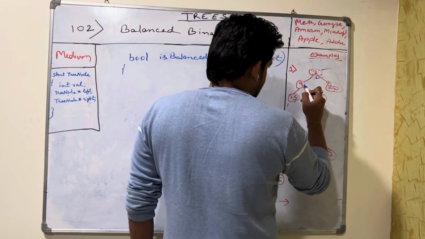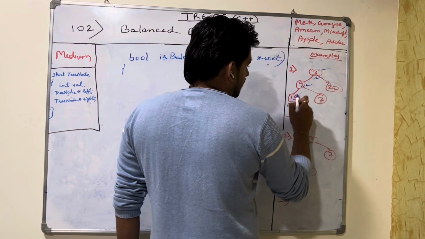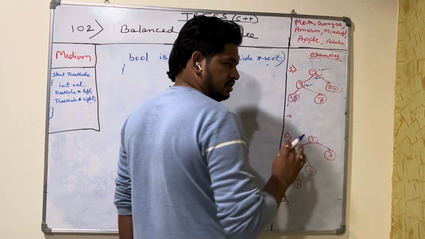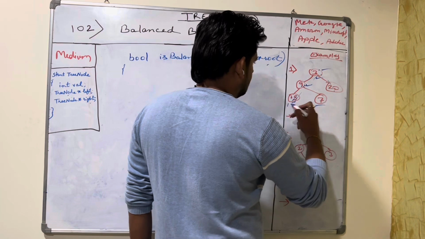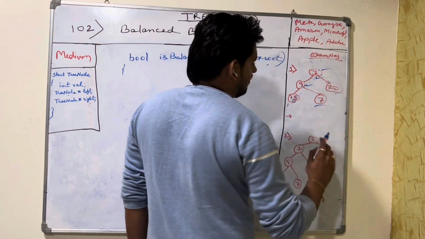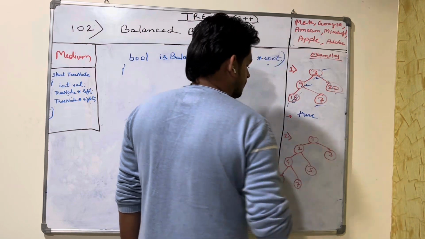But for this one, is it balanced? What is the height of the left subtree for this 9? 1, this one 1. So the difference is 0. So it is balanced for this one. This is the leaf node, so they don't have any height. This is also a leaf node, so it won't have any height. So overall, this is a balanced binary tree, so we return true.